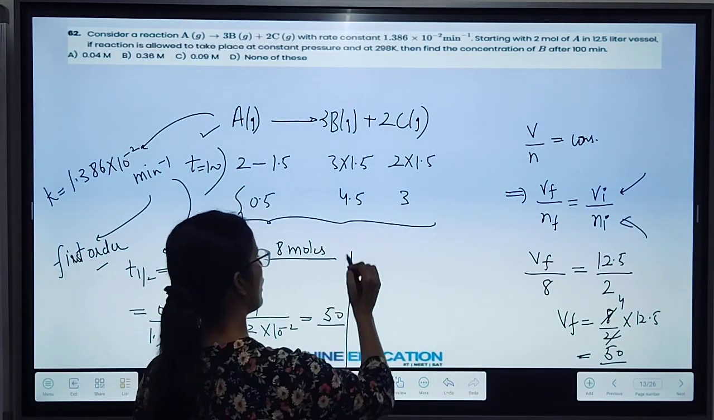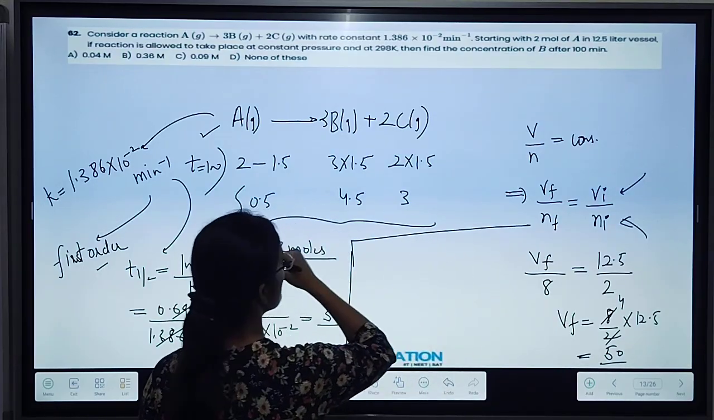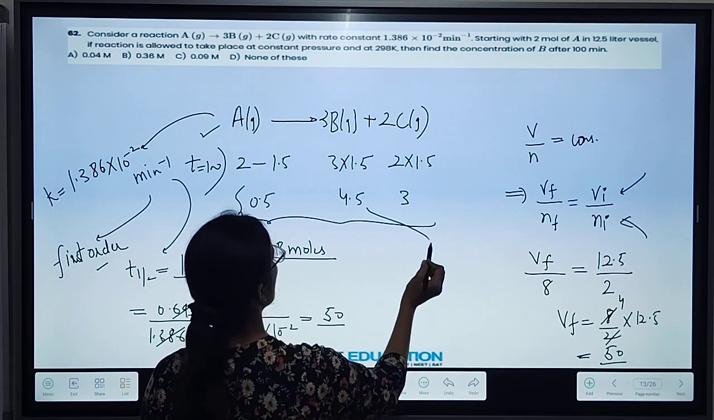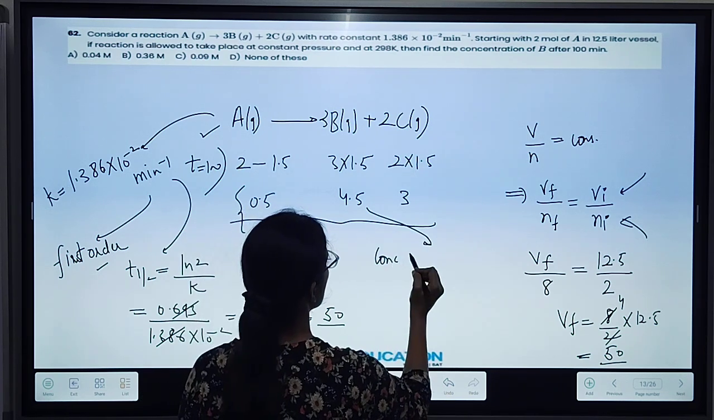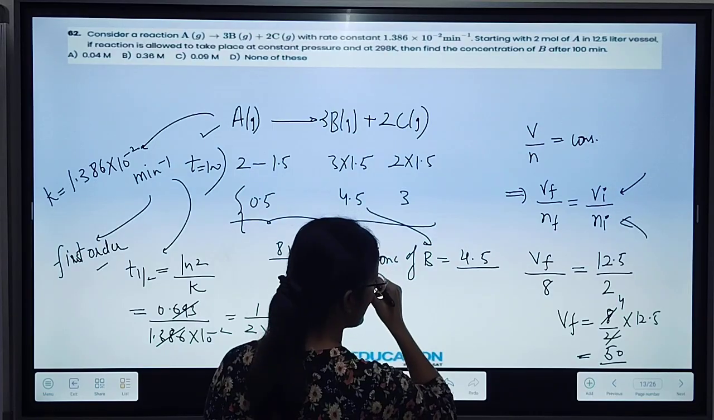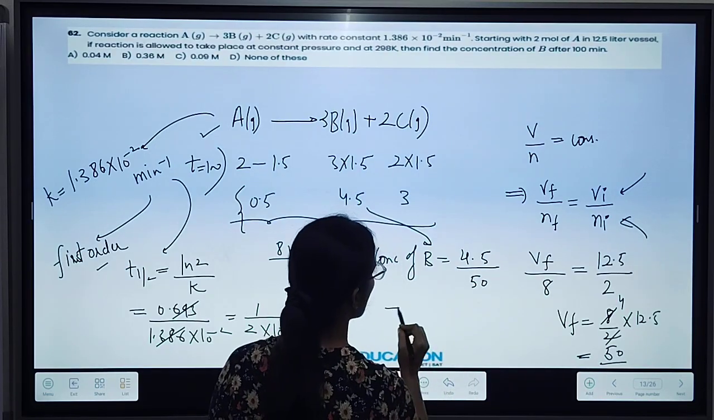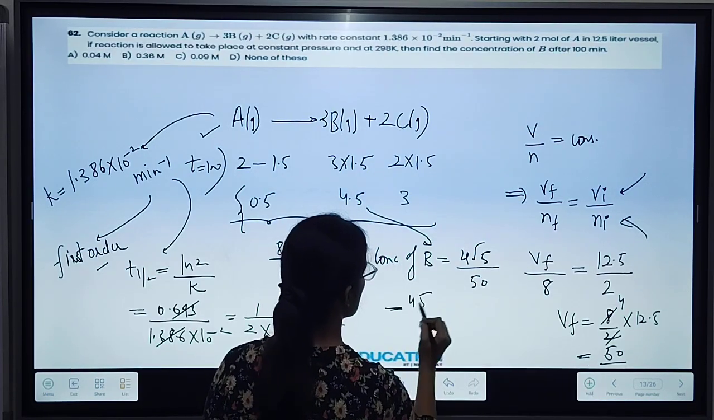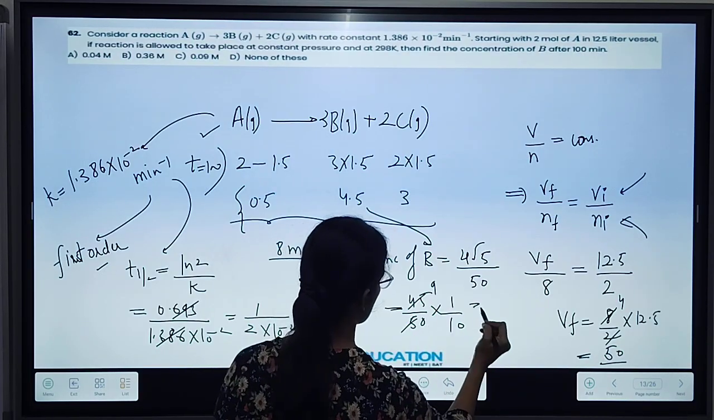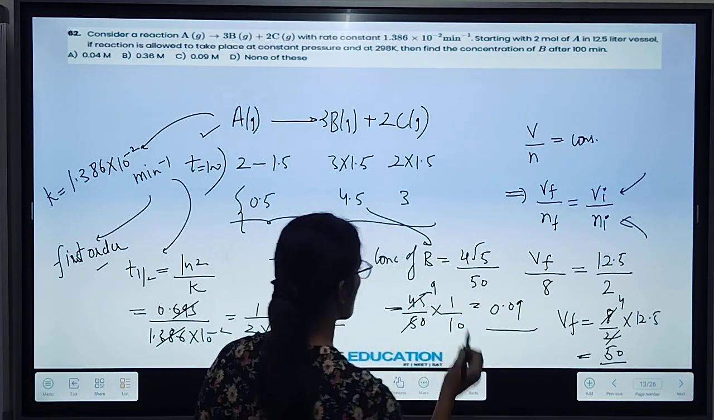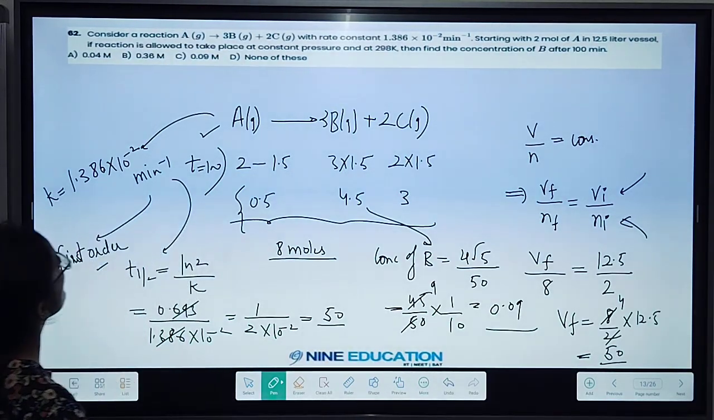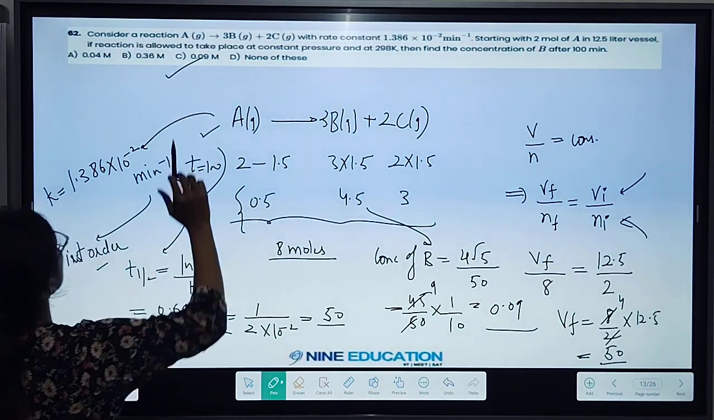Now we need the concentration of B. Concentration of B is moles divided by volume: 4.5 divided by 50. Solving it, we get 9 by 100, which is 0.09. So 0.09 molar would be the answer.